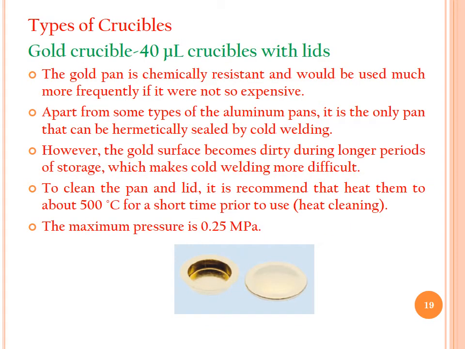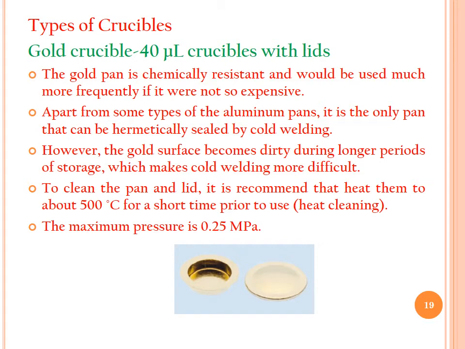Another type of crucible is the gold crucible. Gold crucible with capacity of 40 microliter. This type of crucible is also used with lids. The gold pan is chemically resistant and would be used much more frequently if it were not so expensive. Apart from some types of aluminium pans, it is the only pan that can be hermetically sealed by cold welding. However, the gold surface becomes dirty during longer periods of storage, which makes cold welding more difficult.